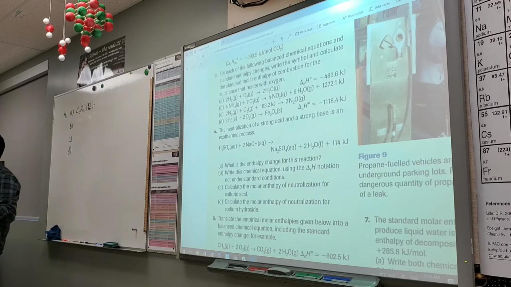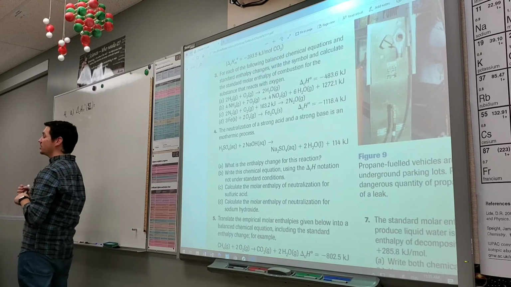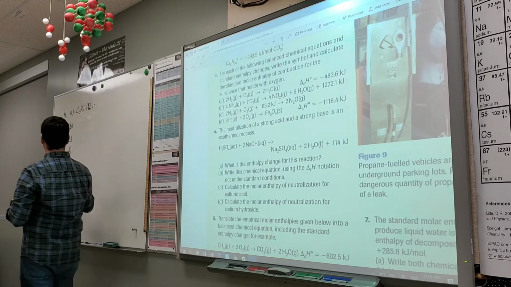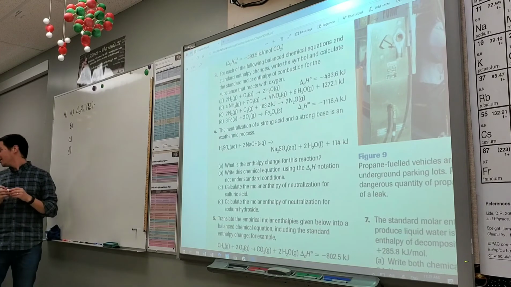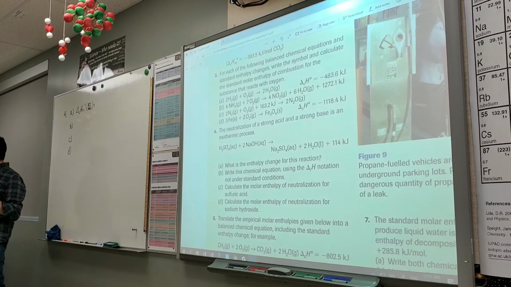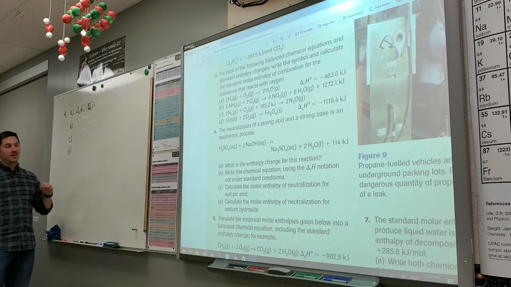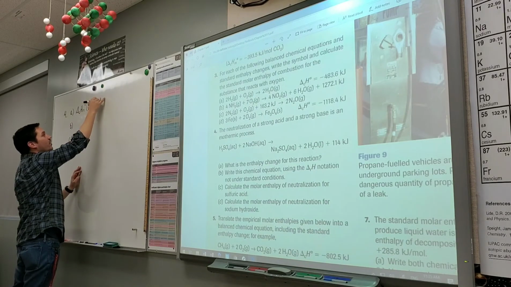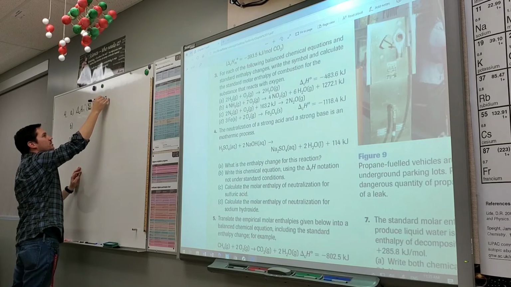How many kilojoules in this reaction? What is it? 114. Is it positive or negative? Actually, it's negative. Why is it negative? Because it's on the product side. Good. So negative 114 kilojoules.